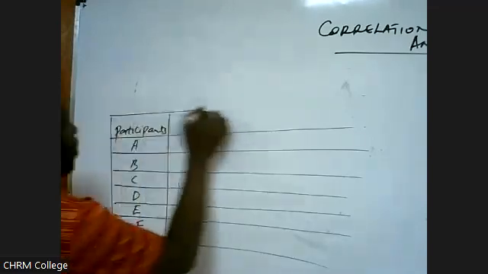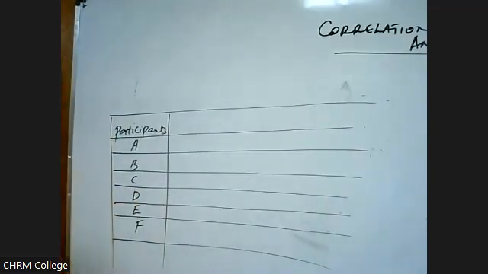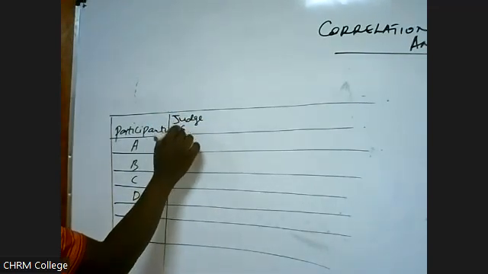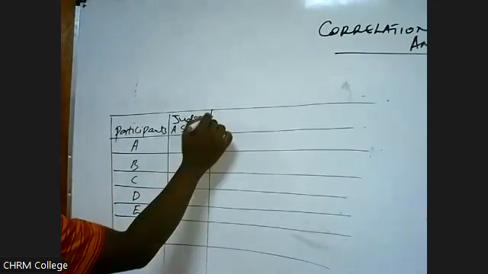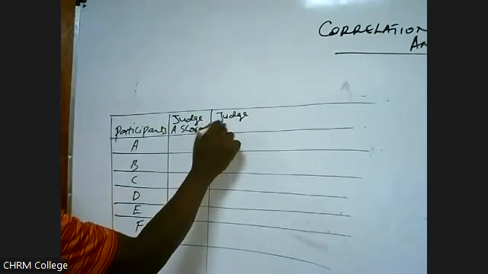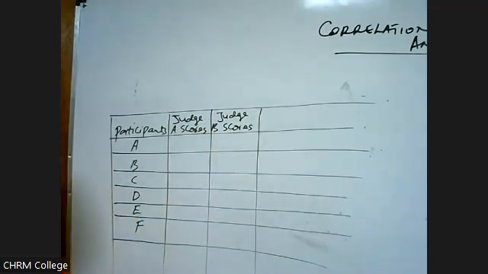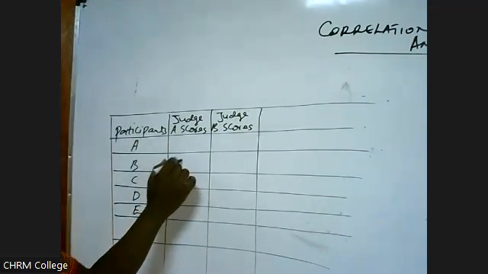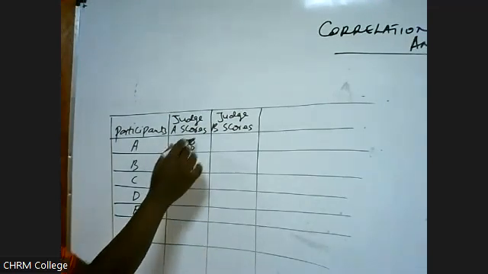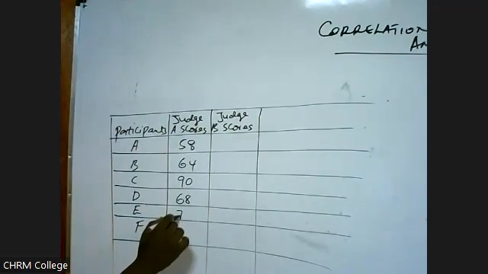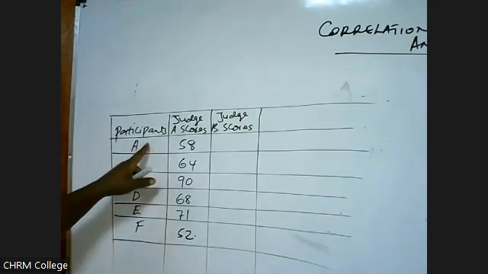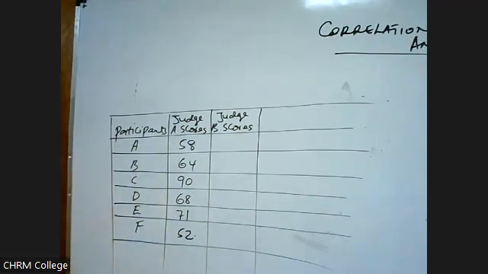Those 6 participants, as they were presenting their skills, we found Judge A and Judge B gave scores. Judge A gave maybe candidate C 90. This one was given 64, maybe this one 58, this one 68, 71, and maybe 52. That is the scores. Judge A gave A 58. B was given a score of 64, like that.